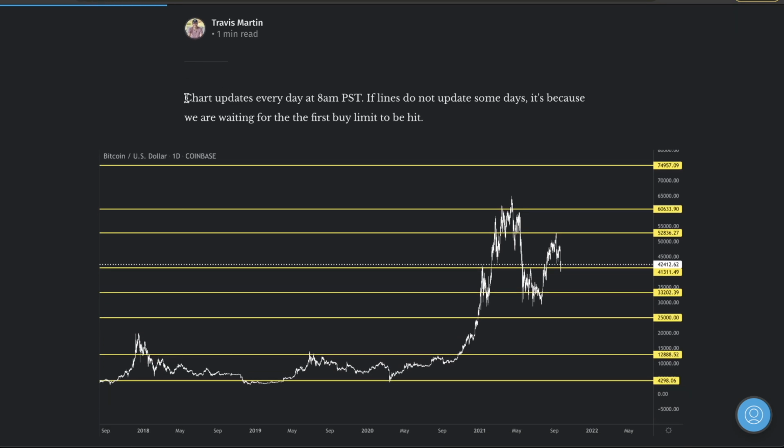Real quickly, guys, these charts update every single day at 8 a.m. Pacific Standard Time. But if the lines do not update some days, it's because we are waiting for the first buy limit to be hit. So sometimes you're going to come here and wonder why the lines didn't update. It's simply because we haven't had our first buy limit hit and we're waiting for price action to actually move down and hit that. So if you don't see lines update, that's totally fine.